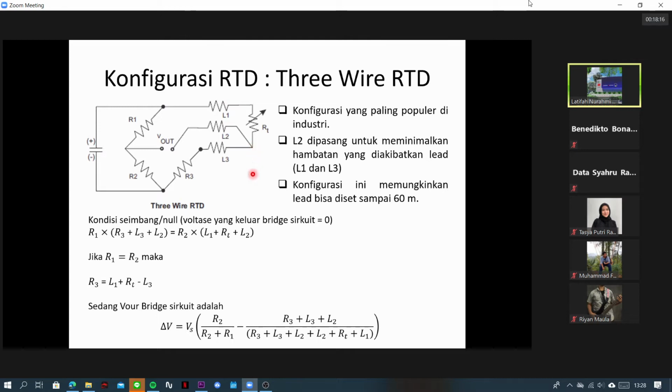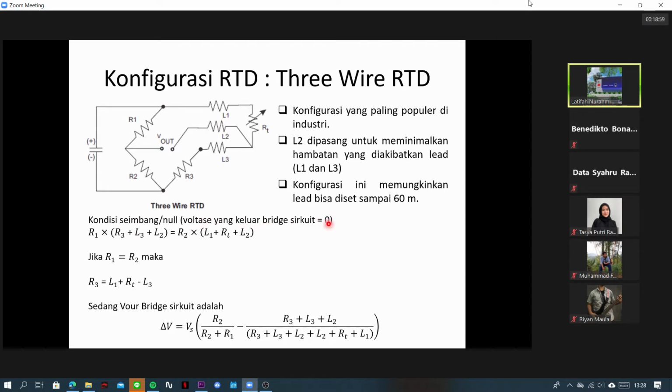In this configuration, it is possible to make a setup of lead wire up to 60 meters. So imagine this is quite long. Imagine if we have a very big, let's say, gas chamber or any metal furnace, and we want to measure the temperature, but it is very big, so we can use this RTD of 3 wires.